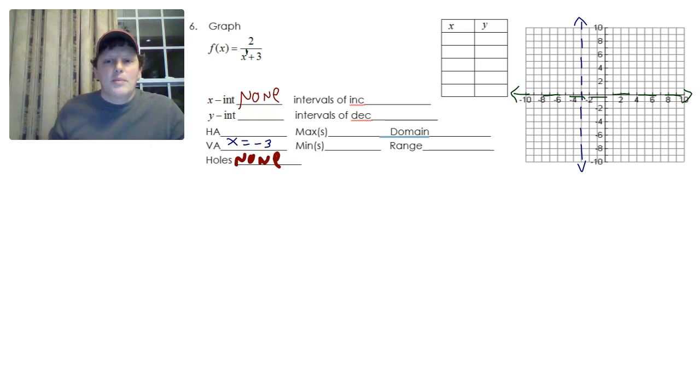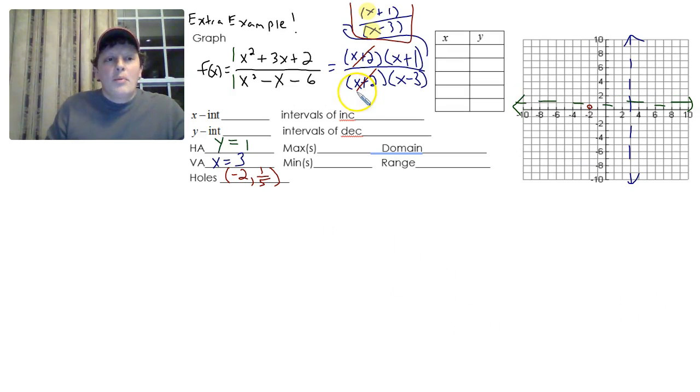Now, I did have some extra examples, so we'll look at those. Remember, this one had a hole at negative 2 because the x plus 2 canceled out, and we had a reduced form.